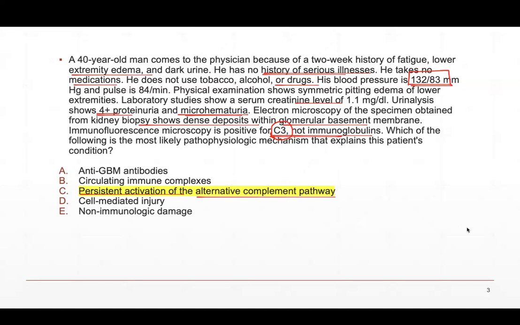And for anti-glomerular basement membrane, it would give you a different picture. He would also have something in his lungs, right? Because the basement membrane is in different places in the body, right? And so the patient can have respiratory issues, for example. But here he does not have any of this, right? The only thing he has is in his kidneys. Does this make sense to you guys?